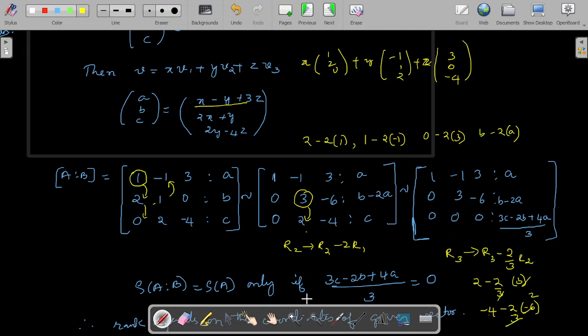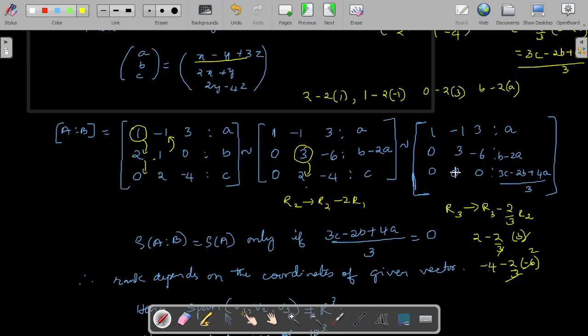Last entry it becomes C minus 2 by 3 into B minus 2A. After simplification, 3C minus 2B plus 4A divided by 3. This is the value. Now you have to find out the rank of the augmented matrix and the rank of the matrix A. If both are equal, then only the system is consistent, meaning it has a solution. Otherwise, the system becomes inconsistent.